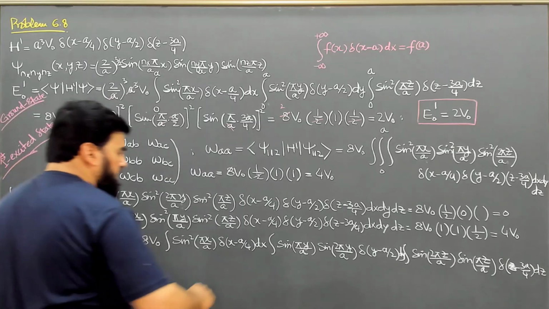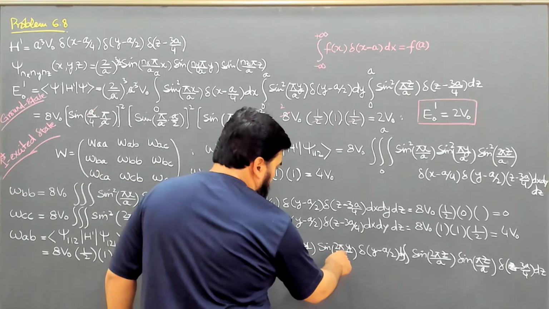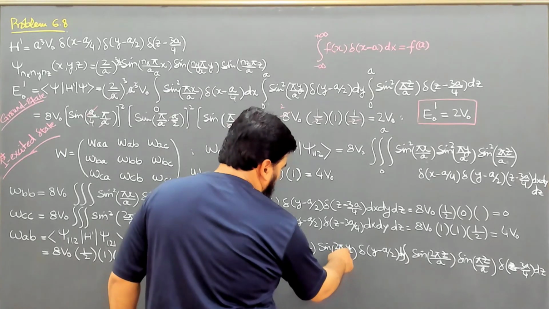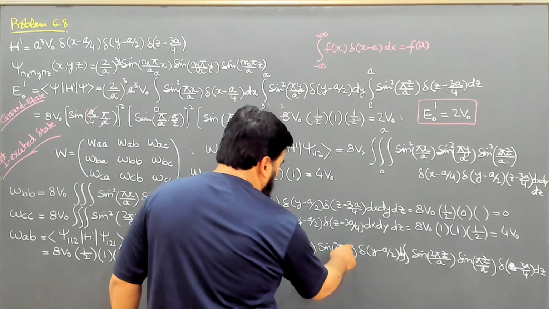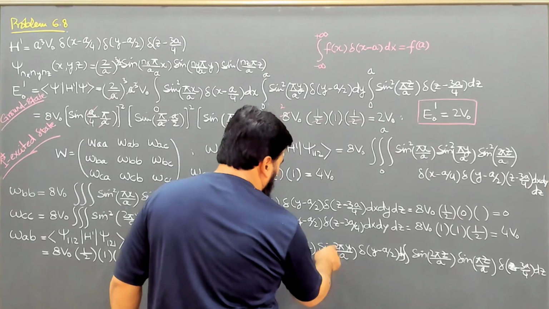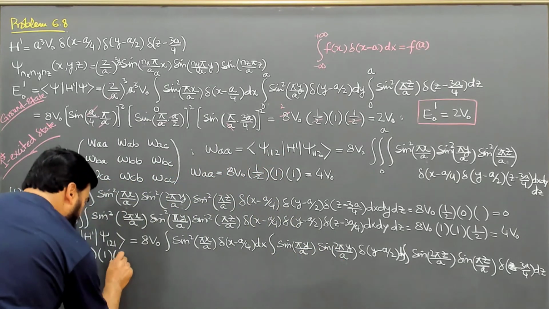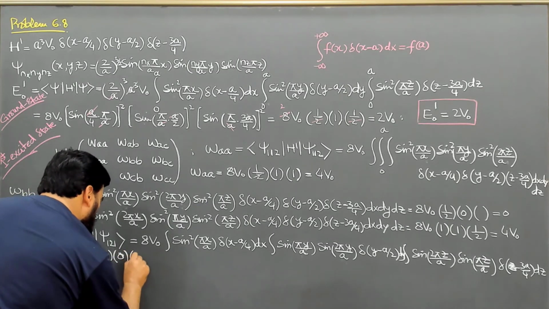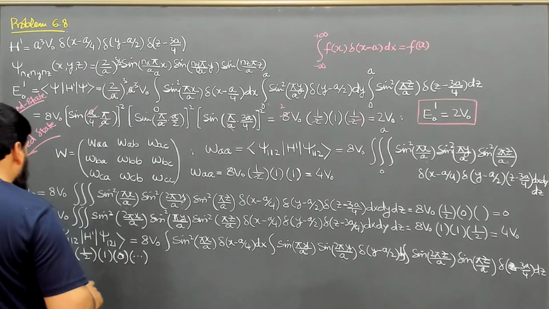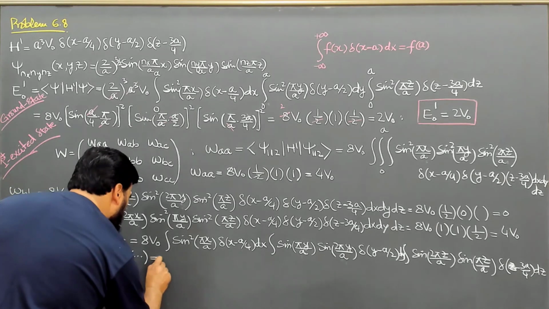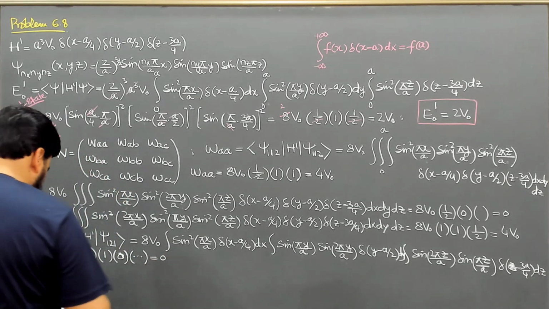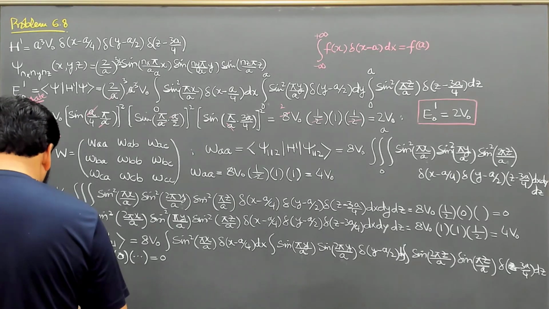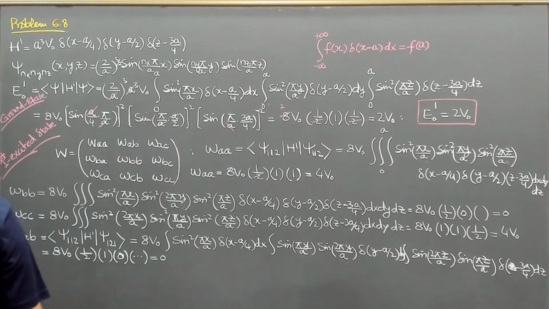Then the other one. This is sine of 2 pi y over a, sine 2 pi over 2, and sine pi, and this has become 0. So I don't need to calculate the rest, whatever they are for the z, and W_AB comes out to be equal to 0. So W_AB is 0.